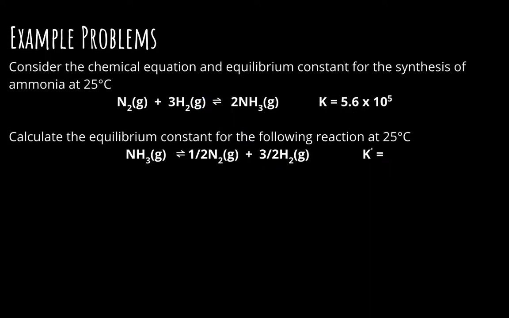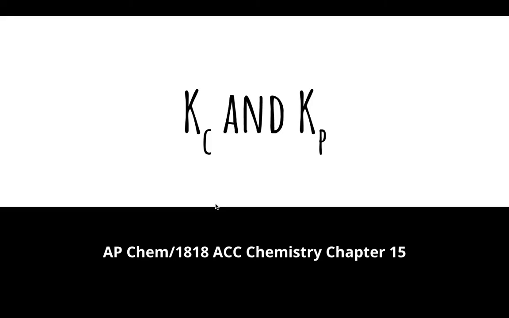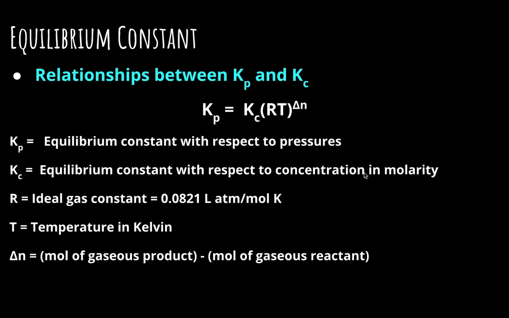Okay, another thing we can do is look at the relationship between Kc and Kp. Depending on the reaction, sometimes the two values are the same, and sometimes they're a little different depending on what is present in a particular situation. If we look at the relationship between these, there's an equation we can use: Kp is equal to Kc times RT to the delta N. Kp, like we talked about before, is the equilibrium constant with respect to pressure. Kc is the constant with respect to concentration, or molarity.